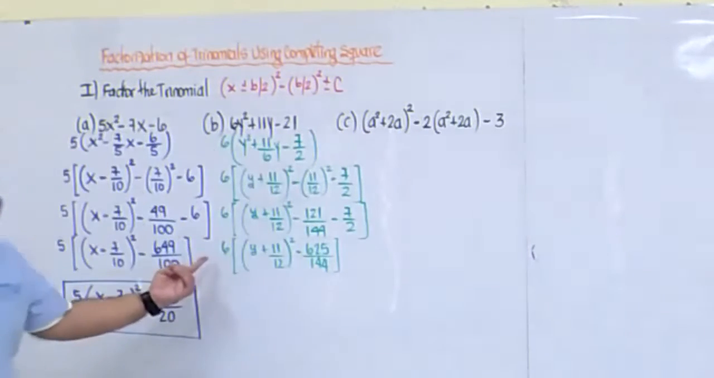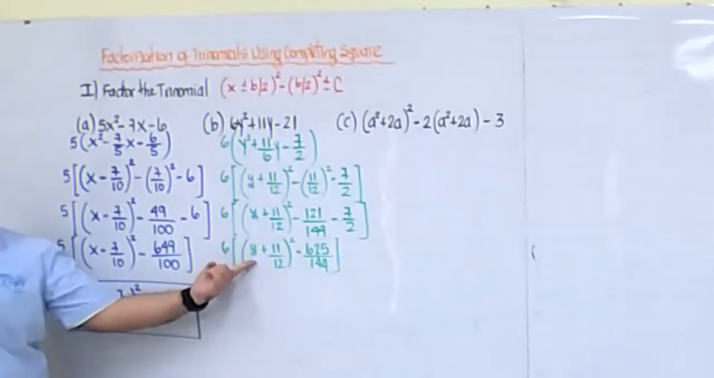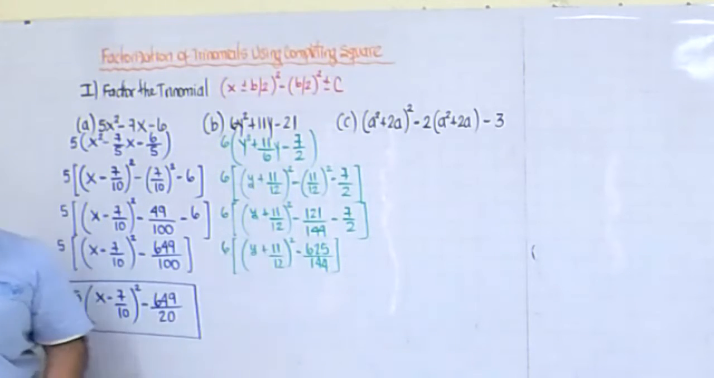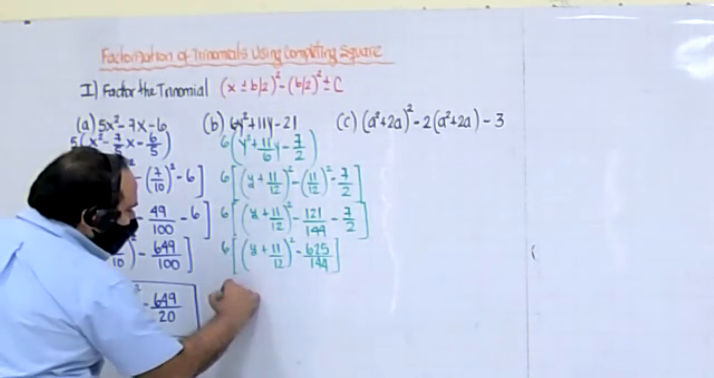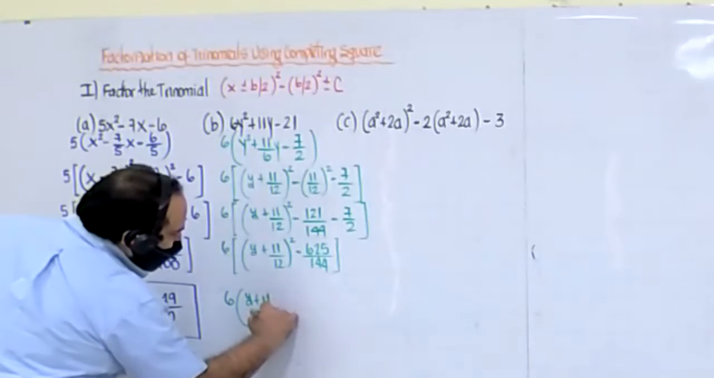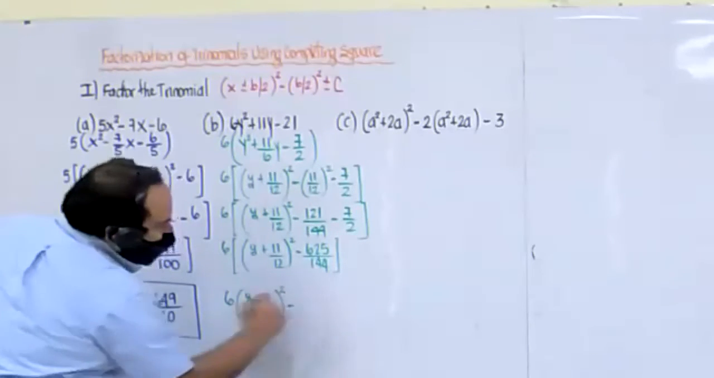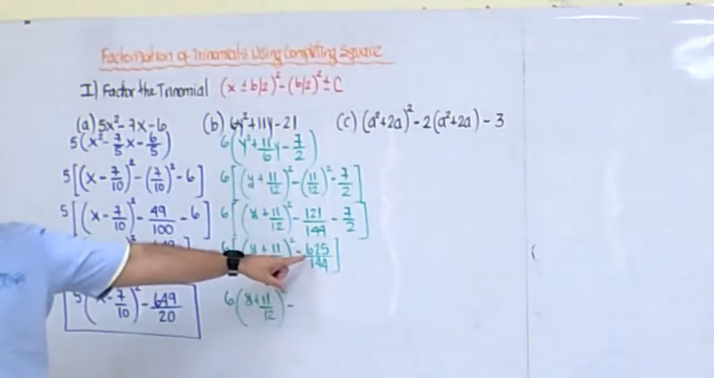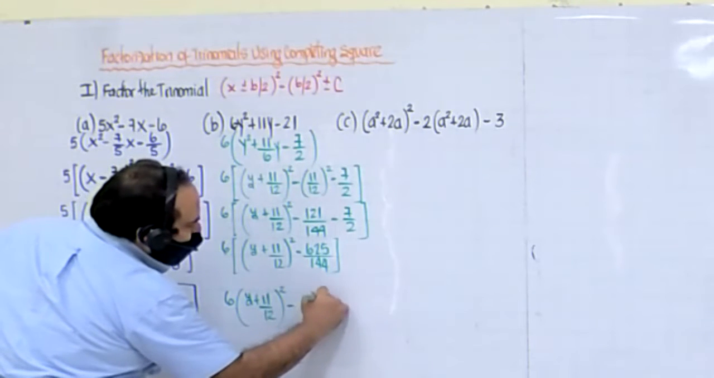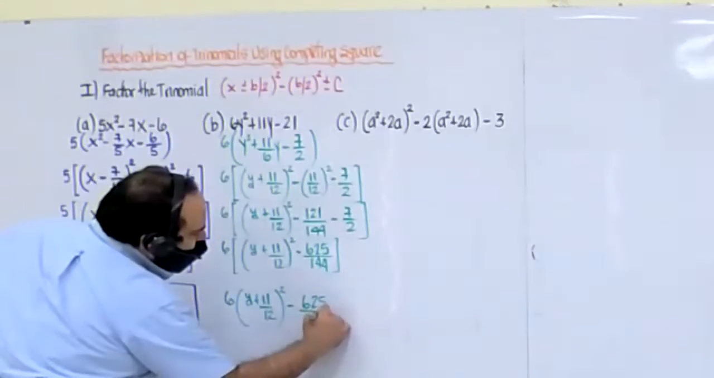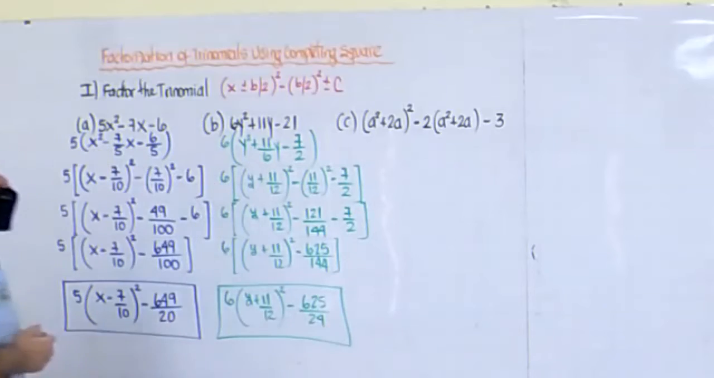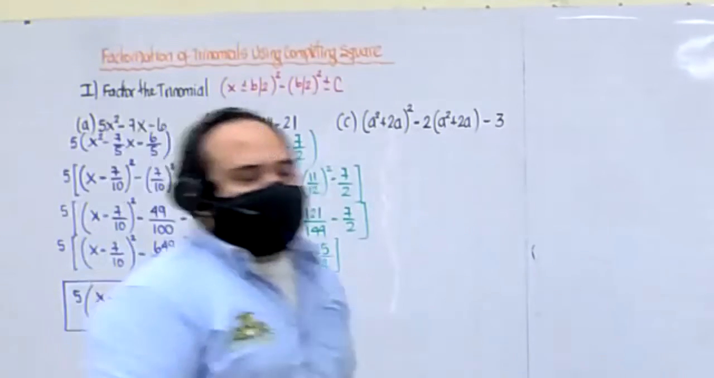And remember, this number 6 cannot affect y plus 11 over 12 because it is protected by the parentheses with the second power. For that reason, 6 times the parentheses y plus 11 over 12 squared minus 6 times 625 over 144 will be equal to 625 over 24. And this is going to be the solution set of the letter B.